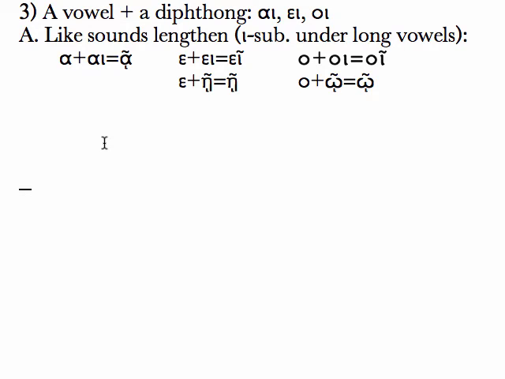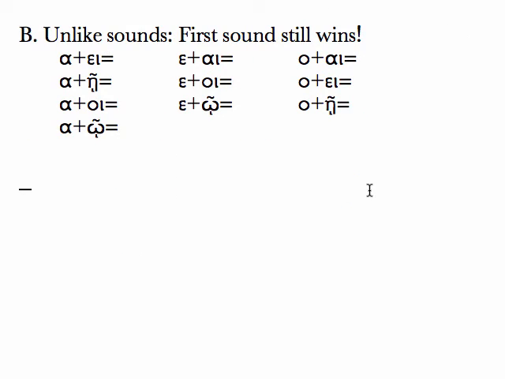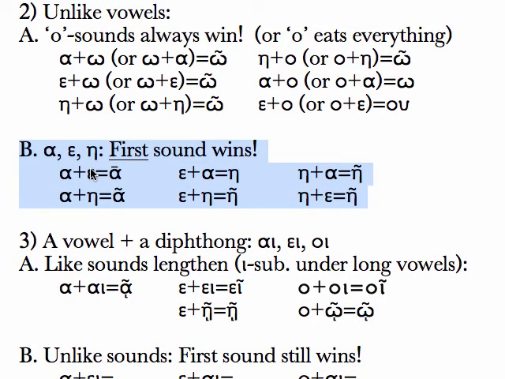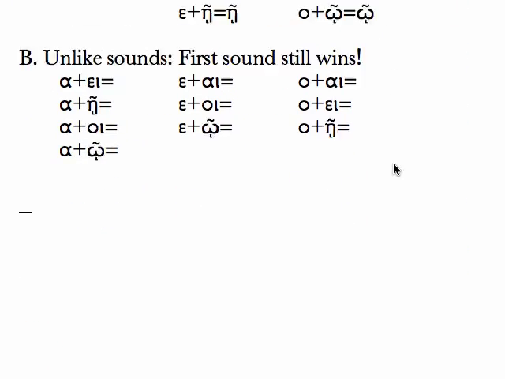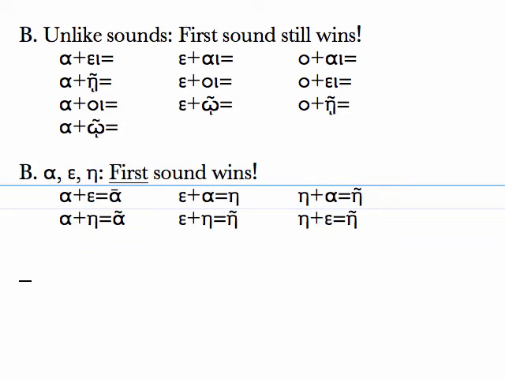Now, what if you are combining a vowel with a diphthong that contains an unlike sound? Here are the possible combinations. Because what we're doing is combining unlike sounds again, we're going to use the same principles as from above. So we'll steal this from here, just copy it and paste it down here so that we can look at it while we're doing this.